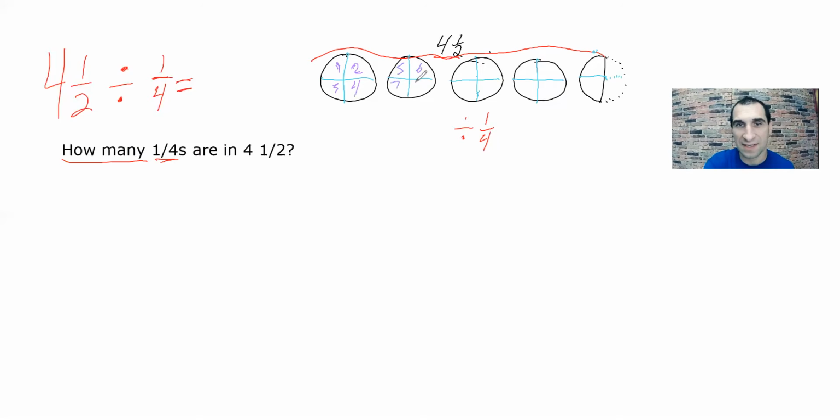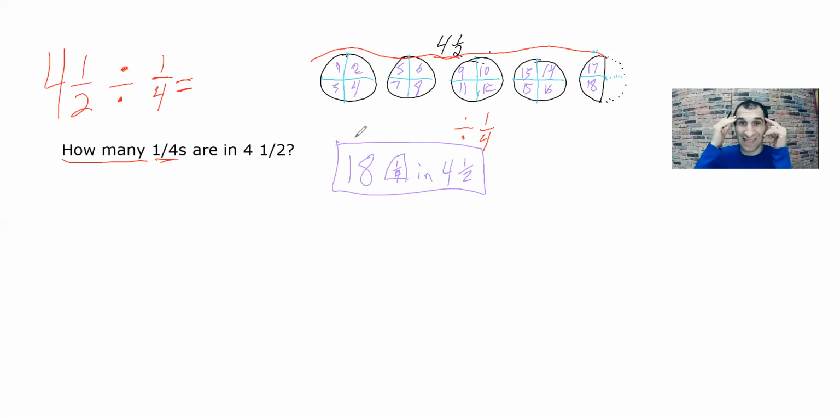This is 5, 6, 7, 8, 9, 10, 11, 12, 13, 14, 15, 16, 17, and 18. So this tells you that there are 18 1/4ths in 4 1/2. So think about these numbers and think logically about the division, because dividing fractions shouldn't be that difficult if you just think about it logically.